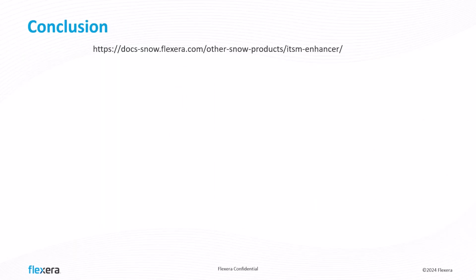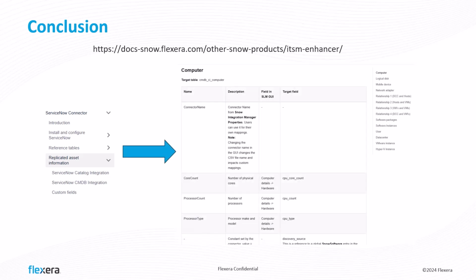This concludes the video. For more information, visit snow-docs.flexera.com and click on ITSM Enhancer or follow the link on the screen. Within the documentation, not only will you find detailed configuration steps, but you will also find more in-depth information, such as a list of the ServiceNow tables and the fields we populate, which you can find under Replicated Asset Information. Thank you for watching this video.